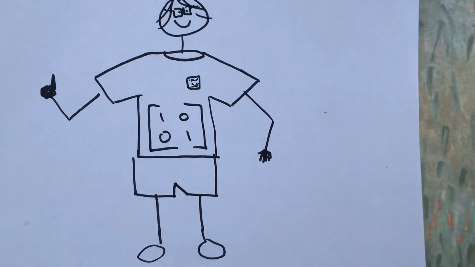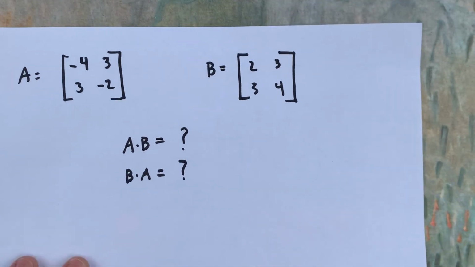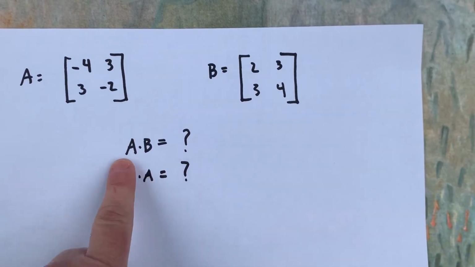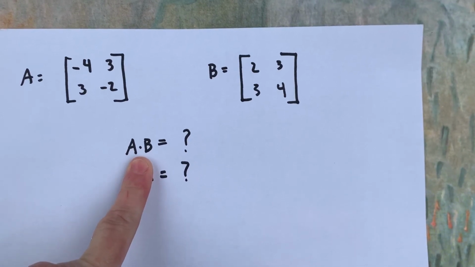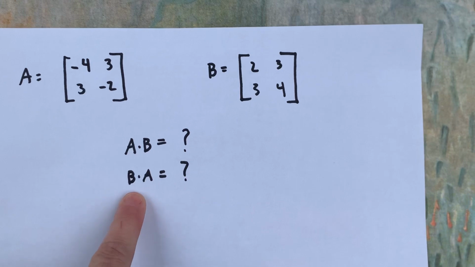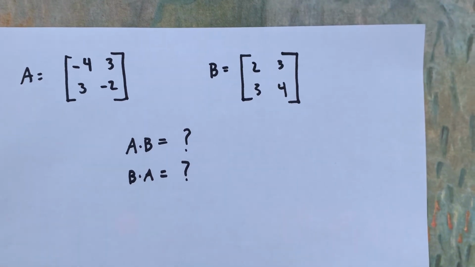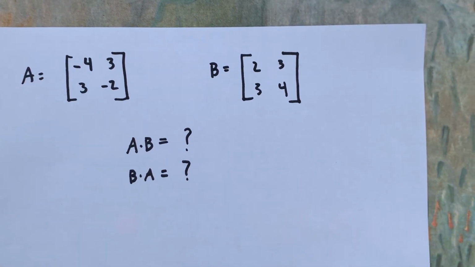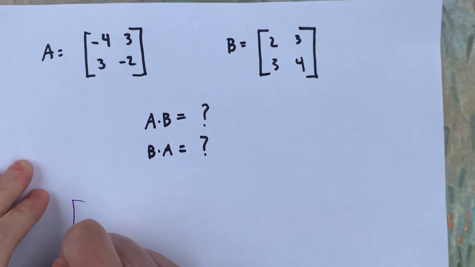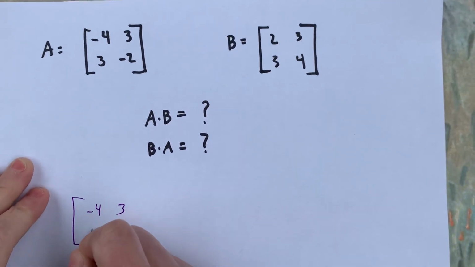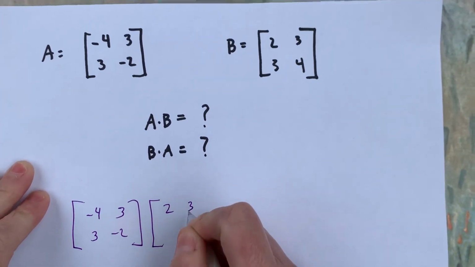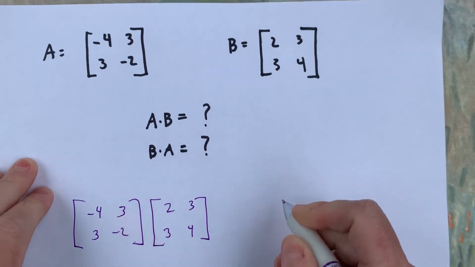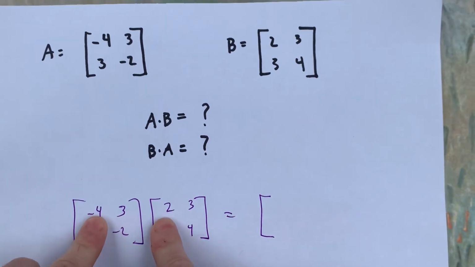All right, now let's talk about inverses. Two matrices are inverses of each other if, when you take their dot products, when you multiply them together, you get the identity matrix. But it's got to go in both directions. So let's start out by taking these two matrices: -4, 3, 3, -2, multiplied by 2, 3, 3, 4.